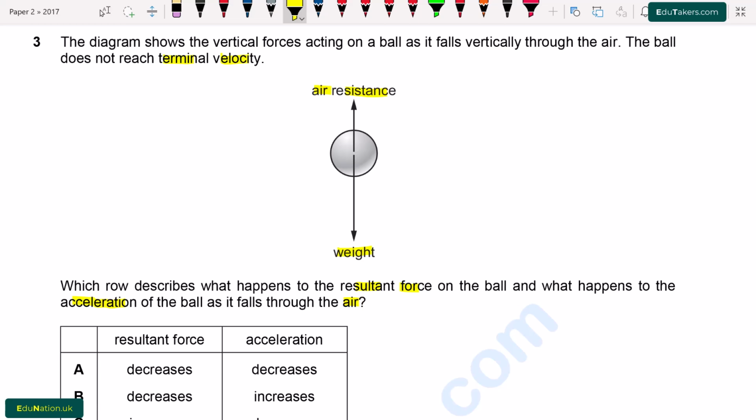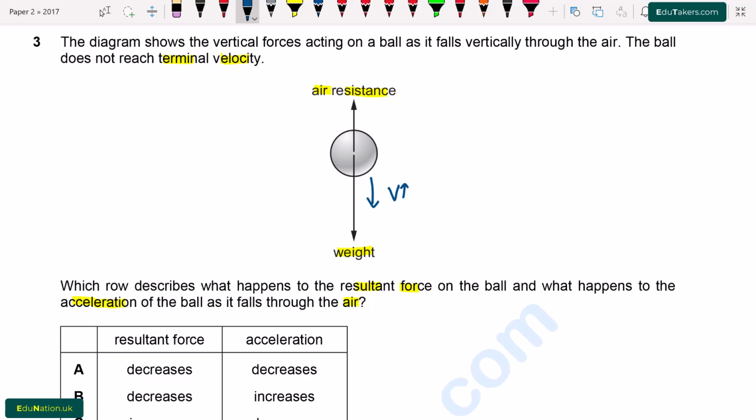We have to explain what is the effect on the resultant force and acceleration of the ball before attaining the terminal velocity. So first of all, we can see here in this diagram that as the ball is falling downward, its speed increases.